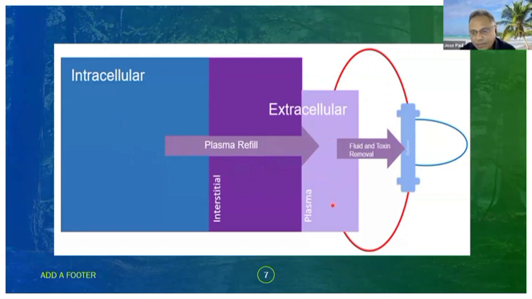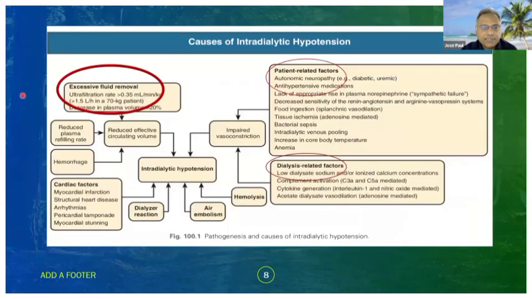So when you are taking out fluid faster than the plasma refilling rate, the patient will develop hypotension. For example, you are removing water at a rate of around 500 ml per hour, but the plasma refilling rate is only 400. So you are running a deficit of about 100 ml per hour. That leads to a decrease in the water content of the plasma, and the patient will develop hypotension. So this is the most common cause of hypotension. Whatever it is, the most common cause of hypotension is excessive fluid removal.